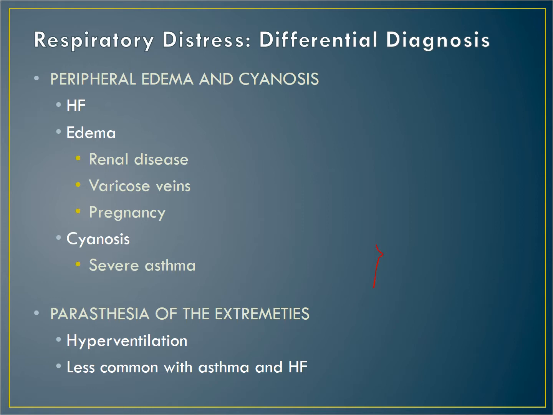Paresthesia of the extremities. You're going to see that in hyperventilation and is less common with asthma and heart failure. So this is going to help you differentiate between asthma and heart failure.